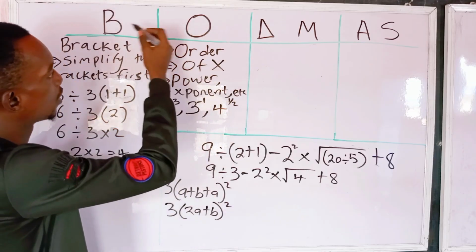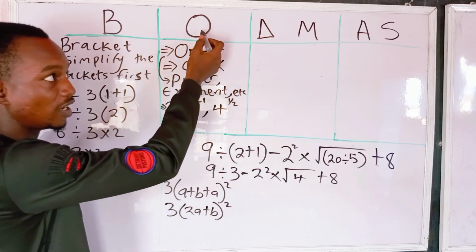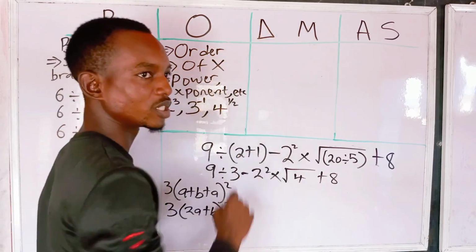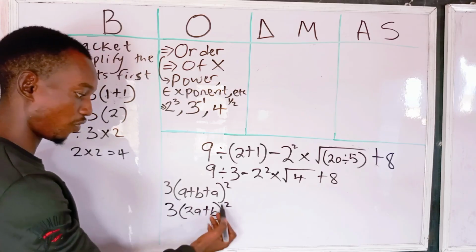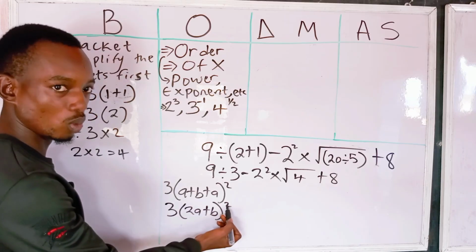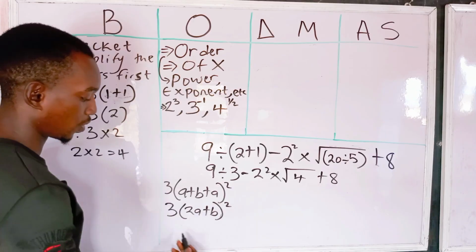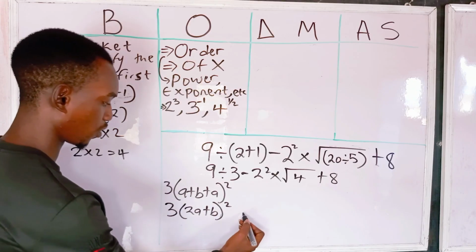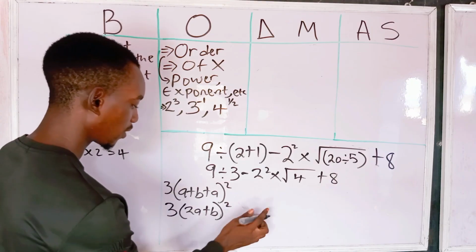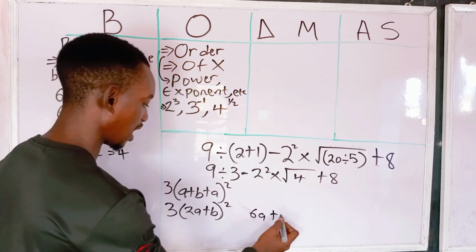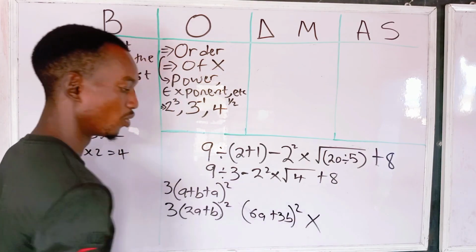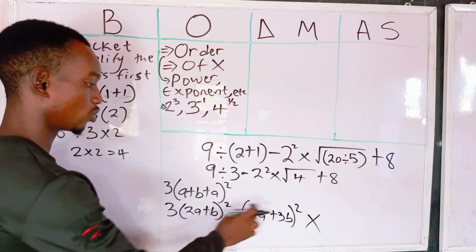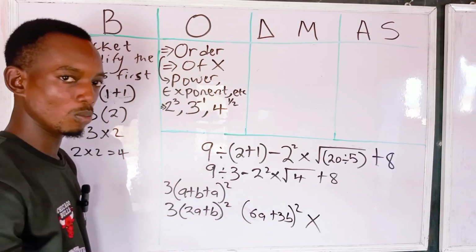According to BODMAS, after bracket, you do the power first, before multiplication or division. So before we can multiply this, which is the function of this bracket, we have to evaluate this power. It would be wrong for us to say 3 times 2, that's 6a, plus 3 times b, that's 3b, all squared. This would be very, very wrong of us, because we have to do the power before we do multiplication.